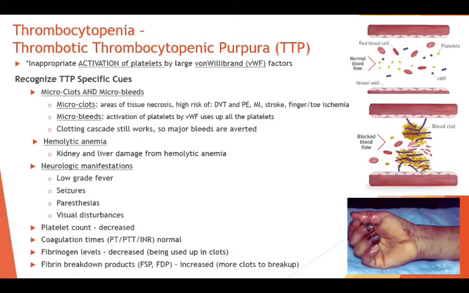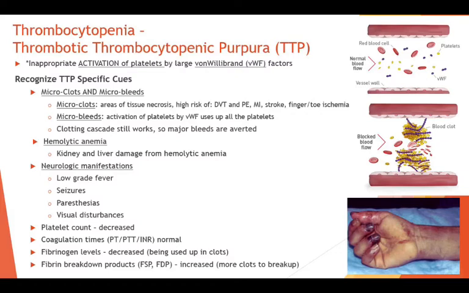TTP has microclots along with your microbleeds. So your microbleeds is the von Willebrand factor activating and using up all the platelets. The microclots are this area of tissue necrosis, very similar to sickle cell anemia. Now they're not sickled cells causing the clots in the arteries, but they are the von Willebrand factor and all these activated platelets sticking to it.